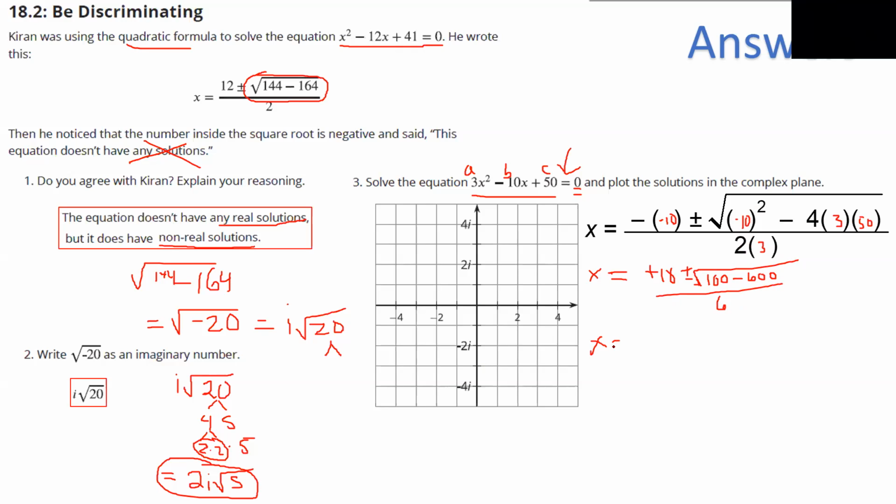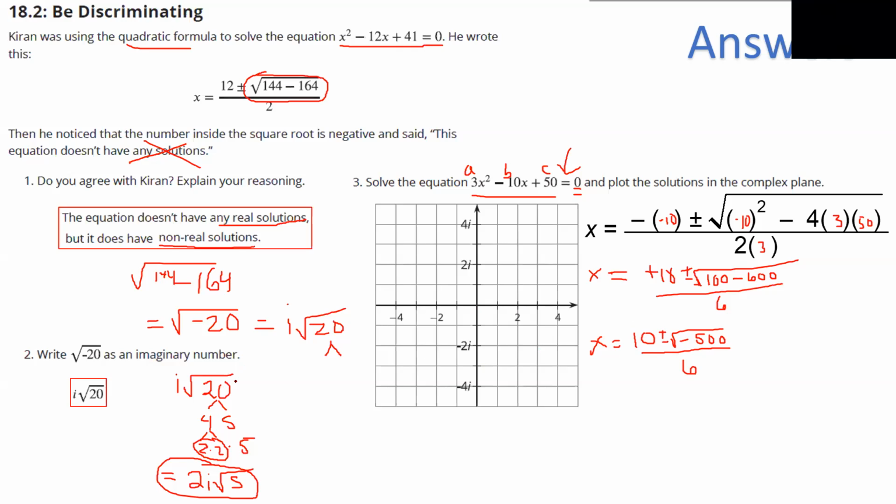Okay, so now we continue. So we have, that's a 10. I know it's not that pretty. So we get 10 plus or minus the square root of 100 minus 600, which is equal to negative 500, all over 6.